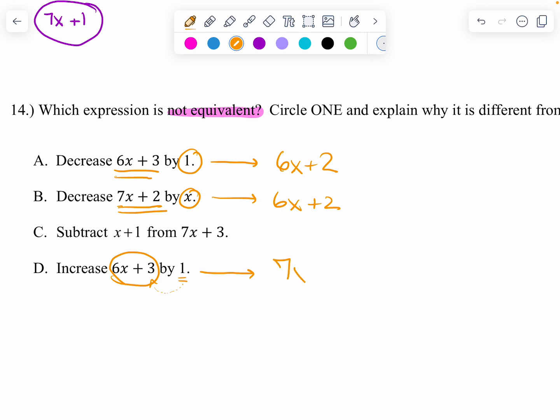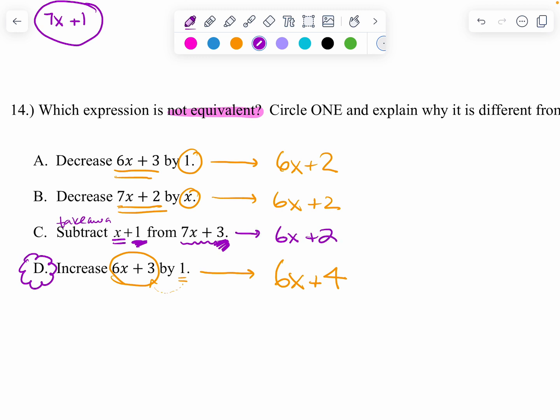6x plus 4. Already, that's feeling different, which is good. So let's just make sure that nothing weird happened in the last one, and then I think my answer is going to be D. That's my prediction. Subtract, that means take away. Take away an x from this, that's 6x. Take away 1 from this, done.